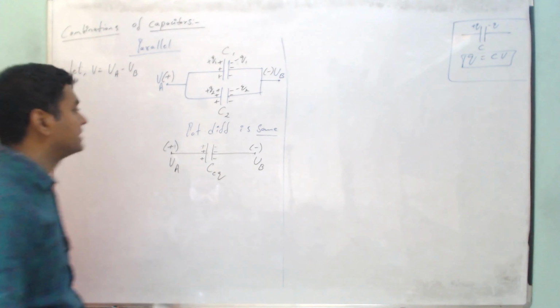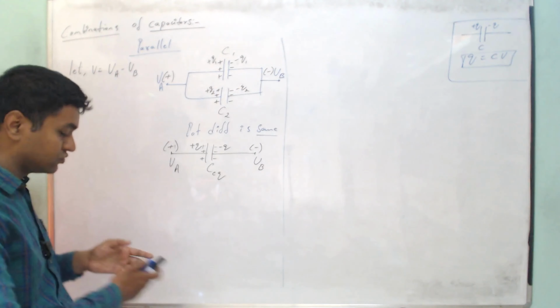Now, why am I writing this Q1, Q2, Q? Because for the same potential difference, when I have different capacitance, according to the equation Q is equal to CV, for the same potential difference V, if I have different capacitance, I will have different charges. Q will be different, right? Therefore, I am giving them Q1, Q2, and Q. And now let me write those equations over here.